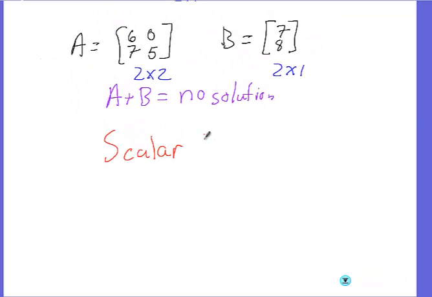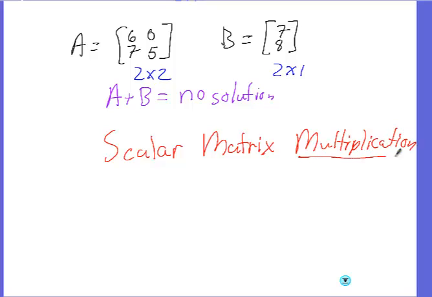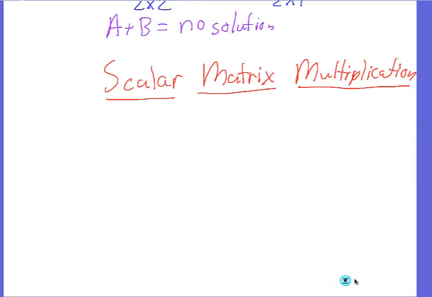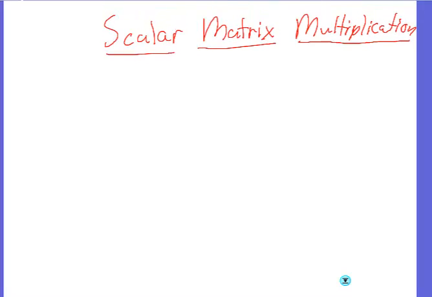So now what we're going to do is scalar matrix multiplication. Sounds scary because the word scalar sounds scary, at least it does to me. It reminds me of dragons and stuff because of scales. But in reality, it's not scary. The word scalar is really just a number.